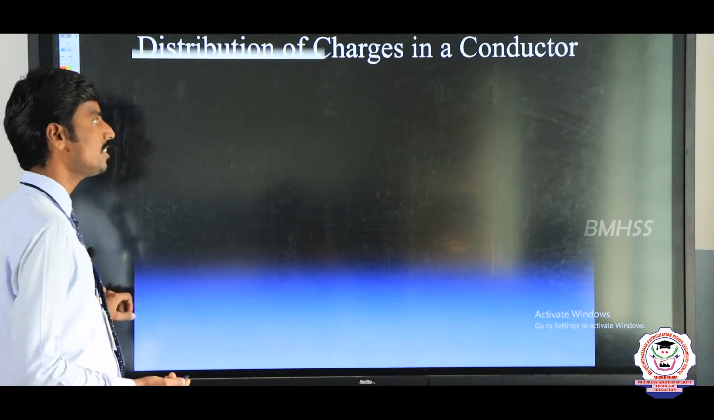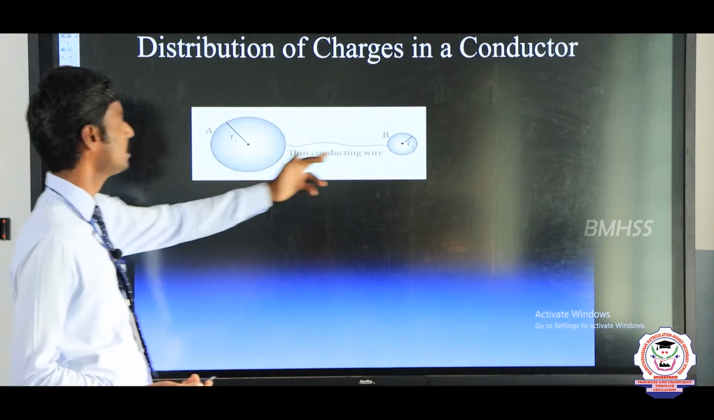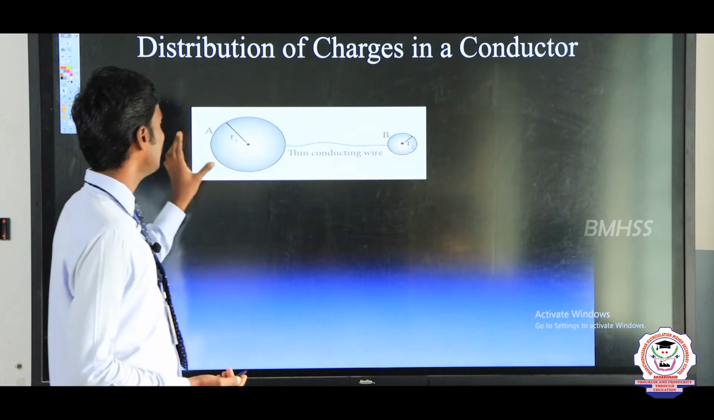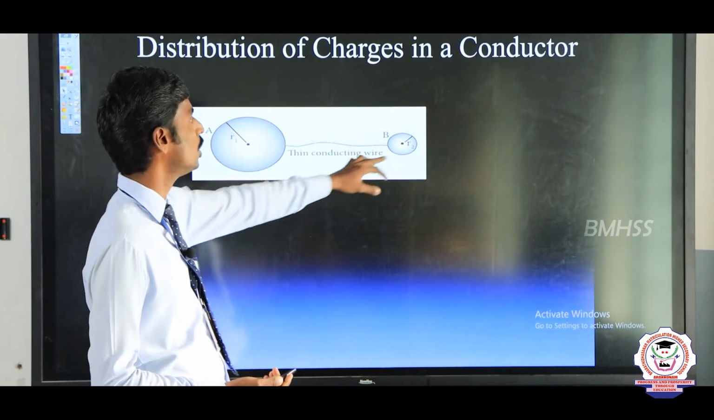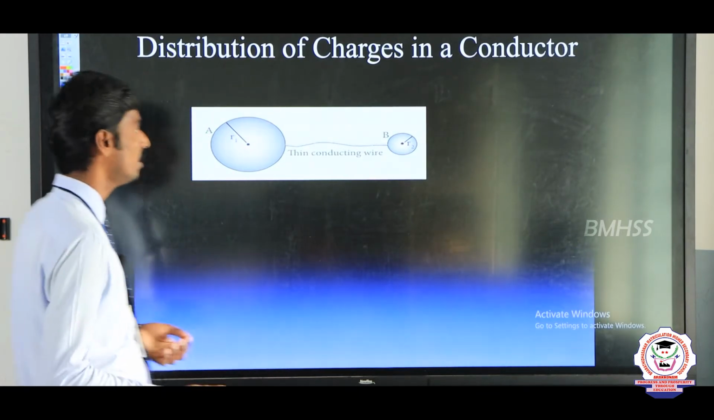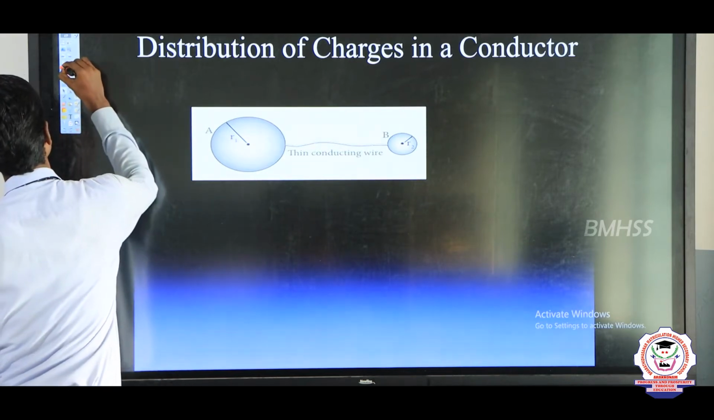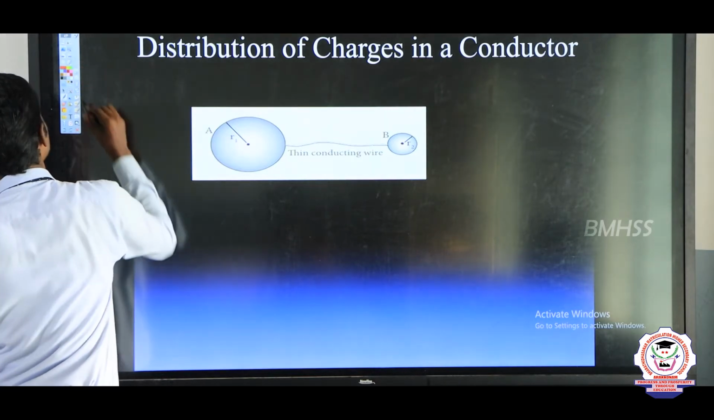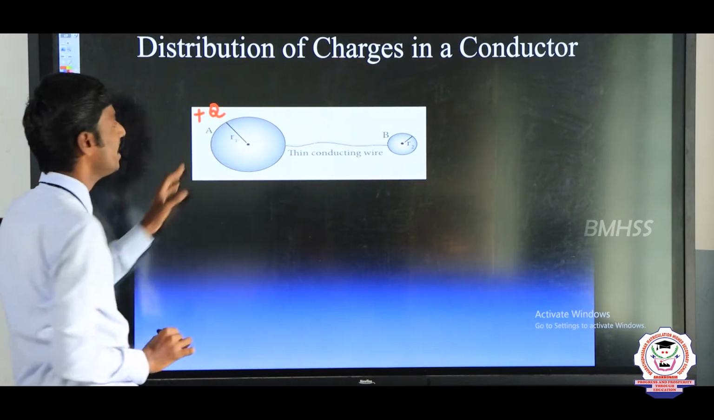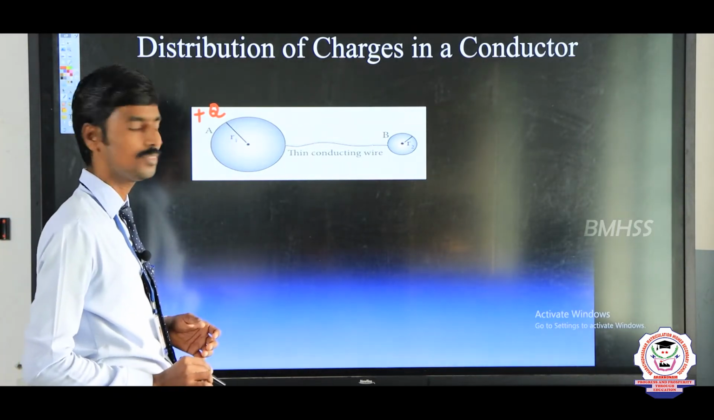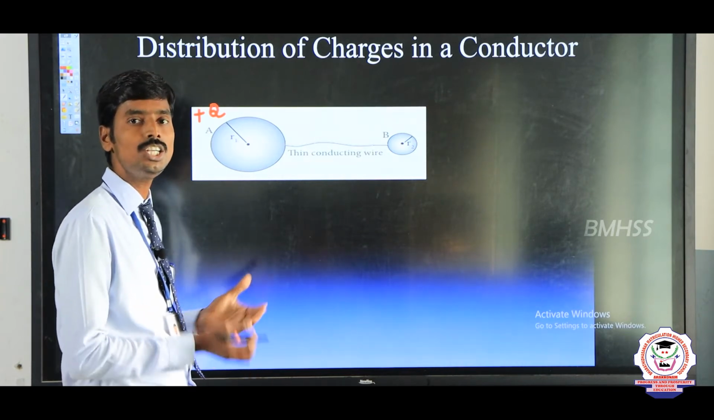Let us consider two conducting spheres. The first sphere A and the next sphere B. The first sphere A has radius R1 and the second sphere B has radius R2, respectively. Now a net amount of charge Q is introduced into any one of the spheres. At that time this net amount of charge is redistributed into both the spheres.